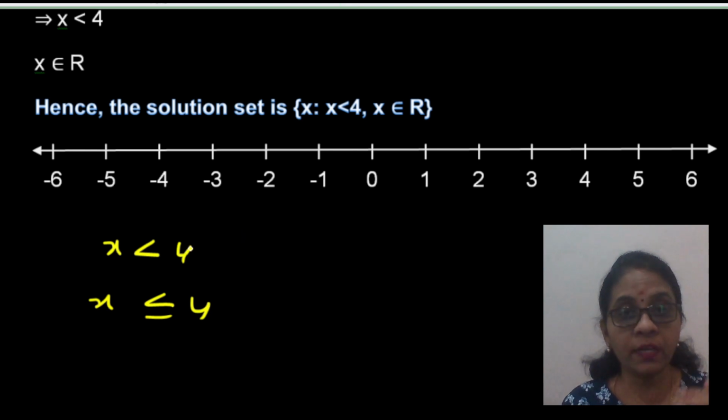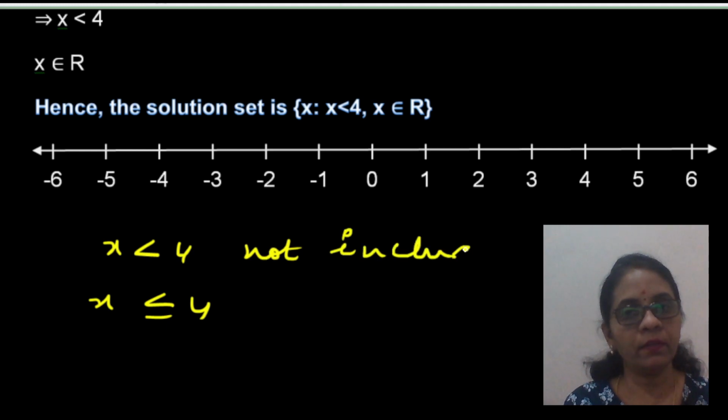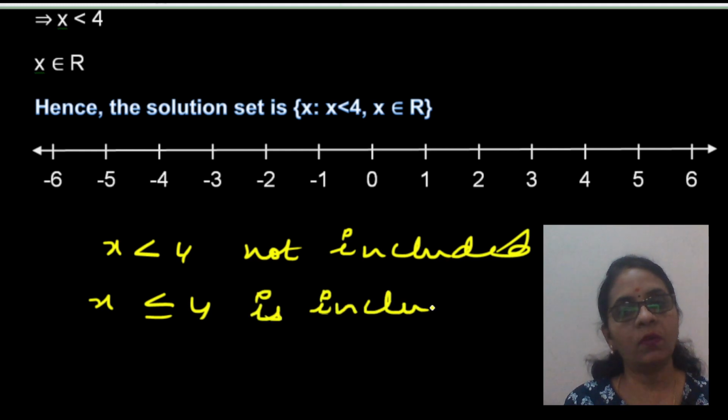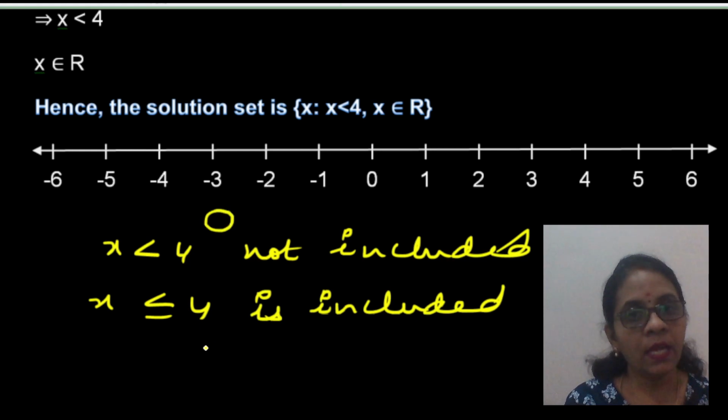So, how do we differentiate whether 4 is included or not included? If it is less than 4, it means 4 is not included, and less than or equal to 4 means 4 is included. Not included is shown with a hollow circle, and included is shown with a dark circle.